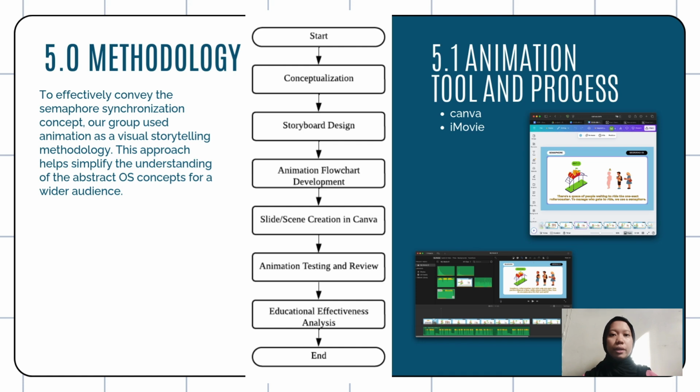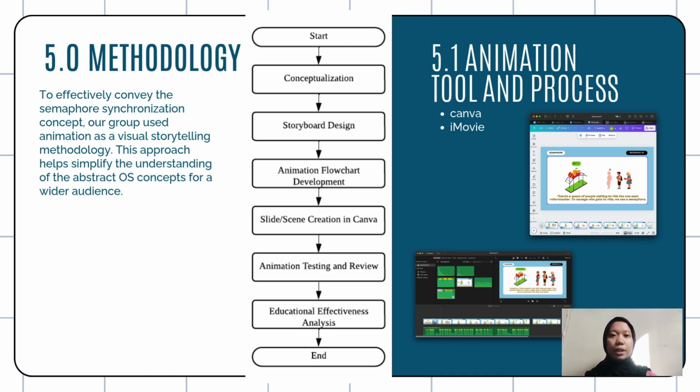For the methodology part, to effectively convey semaphore synchronization, our group used animation as a visual storytelling approach. This method simplifies abstract operating system concepts, making them more accessible for a wide audience. We use Canva, a web-based animation and design tool, to create the visual explanation. Canva was selected because of its ease of use, drag and drop interface, and flexibility in designing frame-by-frame scenes.